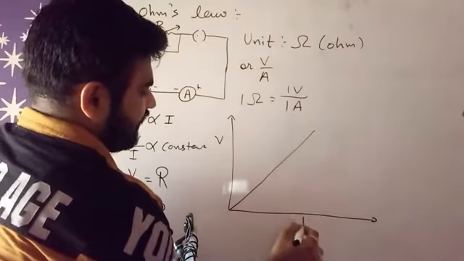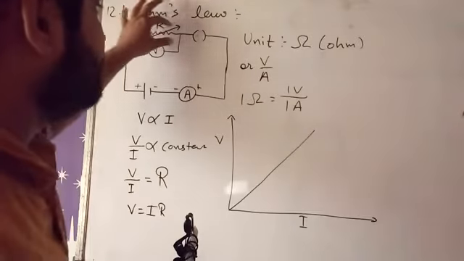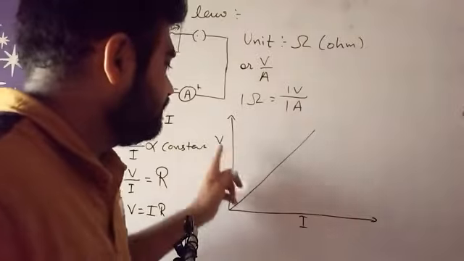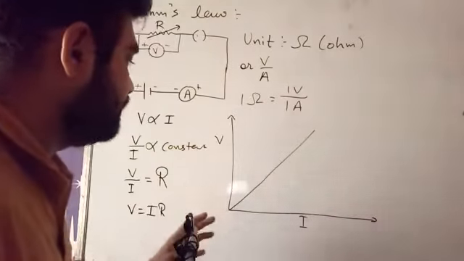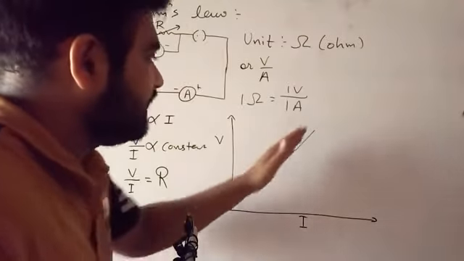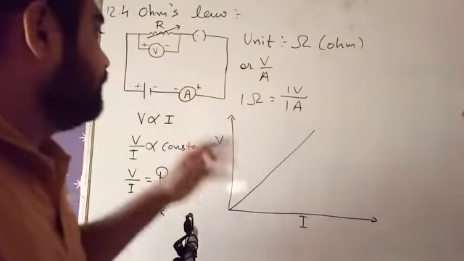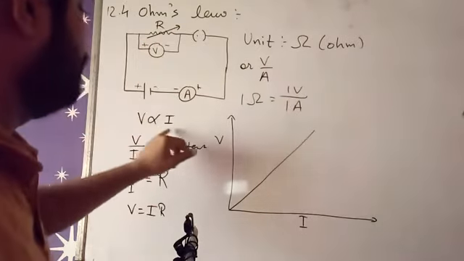So V, I, this is the graph of V versus I. If we are using a conductor here or any alloys, the relation between V and I will be the same. The values may differ, voltages may differ, but the relationship is a straight line, that V is directly proportional to I. So that is Ohm's law. Ohm's law always obeys V proportional to I.